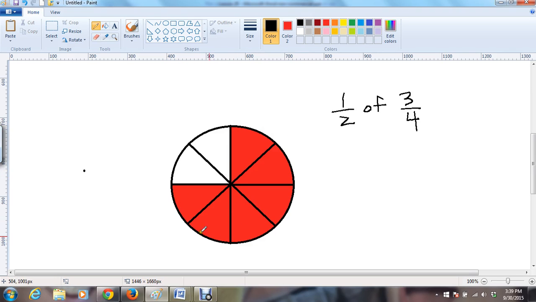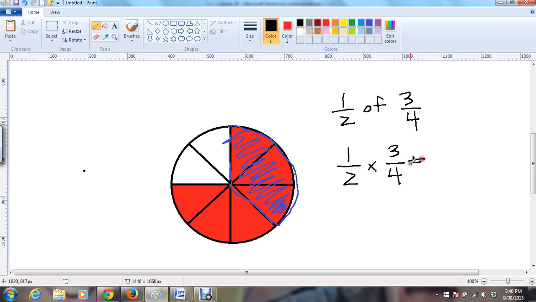If I take half of that, and I broke it up into eighths just so I could do that, if I were to take half of it, I would be taking, let me pick a different color, blue. If I take half of that, there's 6 pieces there. So I'm going to take 3 of those. And that part is half of 3/4. And that turns out to be 3/8. 1, 2, 3/8. All right, so 1/2 of 3/4 just means 1/2 times 3/4.